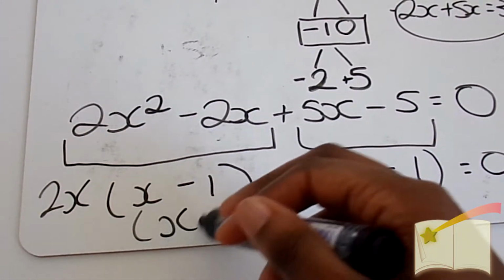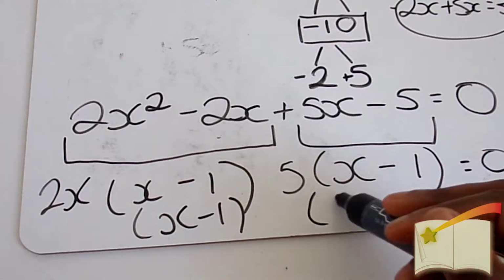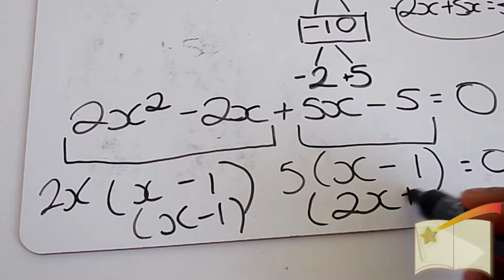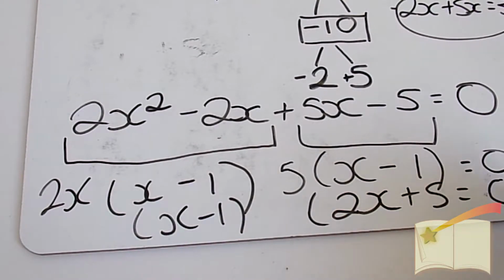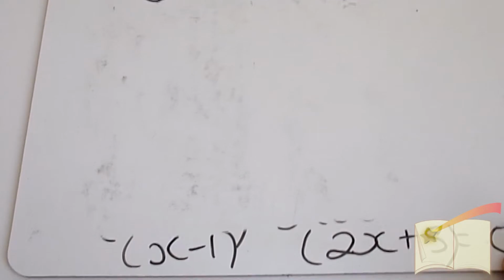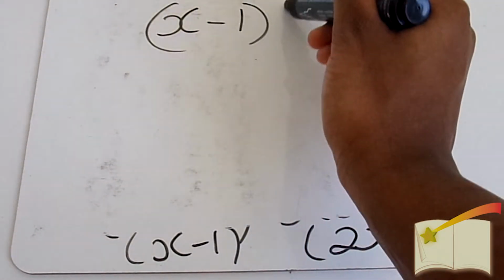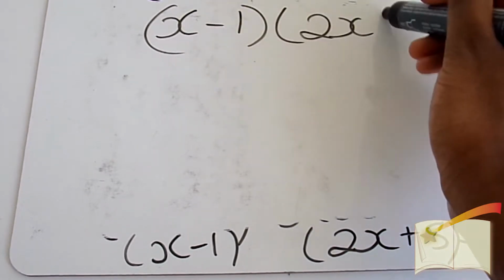So you have x minus 1 repeats itself, so you take that bracket and you rewrite it. Then you put together the two numbers outside of your brackets, which is 2x and 5. That will then leave you with one bracket saying x minus 1 and the other bracket saying 2x plus 5. If the question wanted us to factorise, we would have finished. However, it's asking us to solve because it says equals 0.